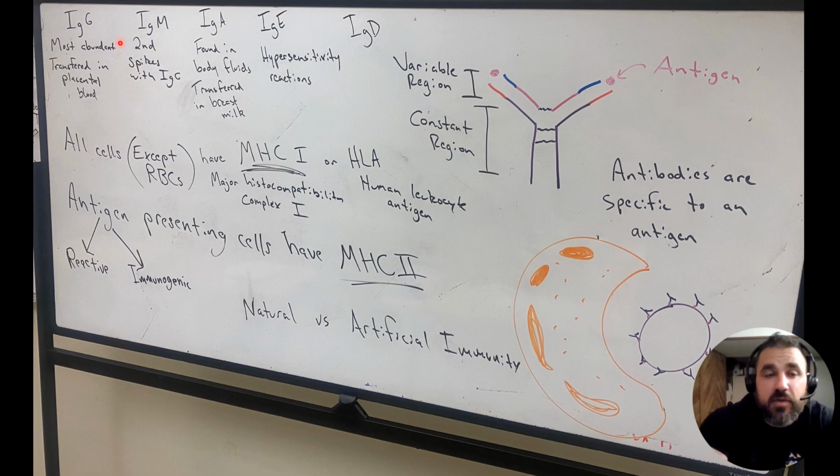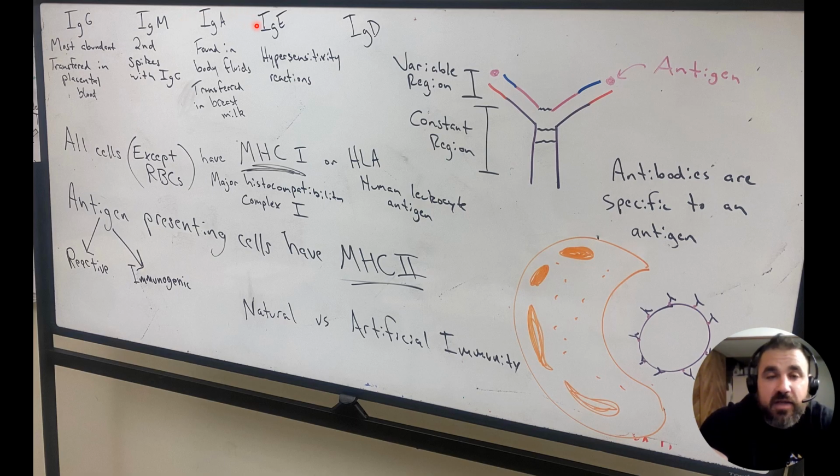IgM is the second most abundant, so this spikes with IgG in initial and subsequent immune responses, but in the initial response, IgM spikes first. In subsequent responses, IgM spikes second. Do you need to know that? Probably not. IgA is found in body fluids like tears and saliva, and also breast milk. So this is how antibodies are passed from mom to infant through breastfeeding.